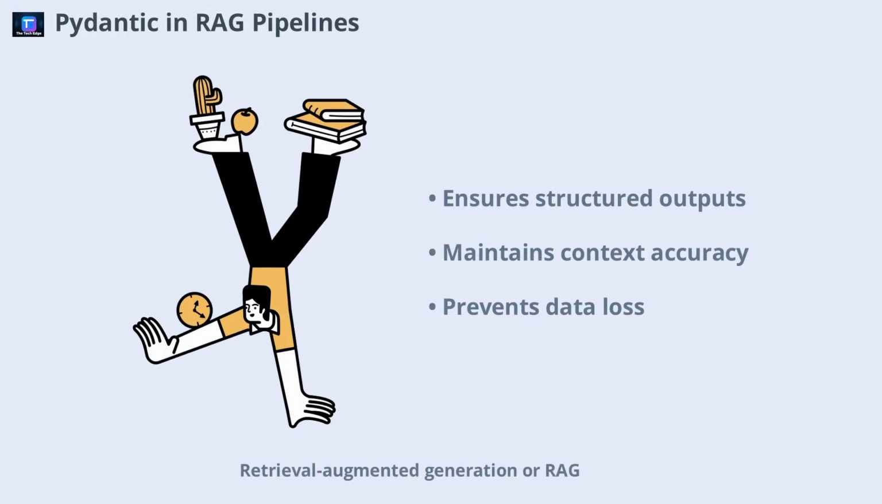Retrieval-augmented generation, or RAG, pipelines rely heavily on structured outputs, such as document scores or extracted entities. Pydantic validation ensures that these outputs always meet your requirements, maintaining the accuracy and reliability of your context. Without validation, even a small error in the output could lead to incorrect results or lost information. With Pydantic, you can trust that your data is always in the right shape.